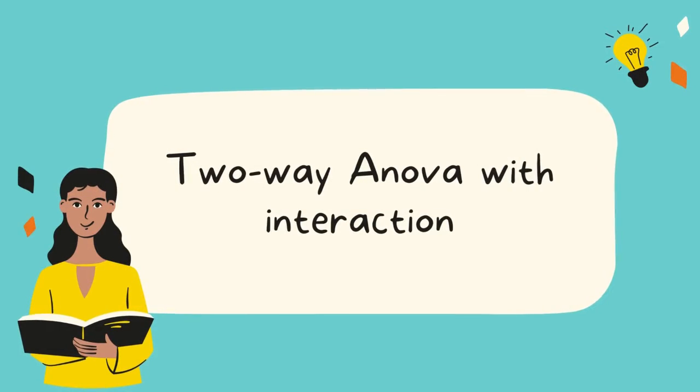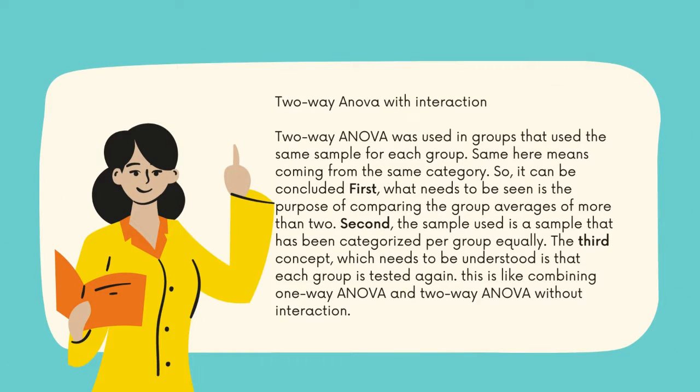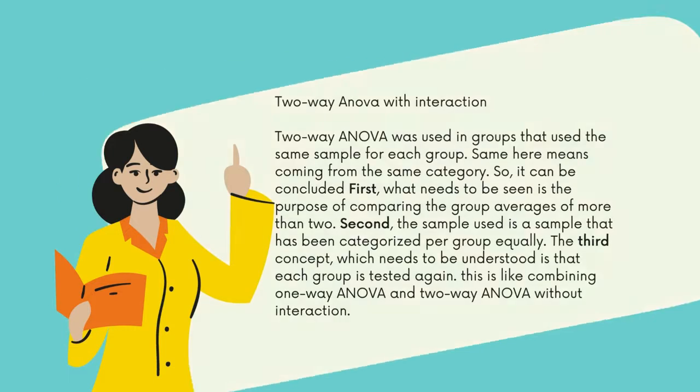And the next is two-way ANOVA with interaction. Two-way ANOVA with interaction means the samples come from the same category. So it can be concluded, first, what needs to be seen is the purpose of comparing the group averages of more than two. Second, the sample used is a sample that has been categorized per group equally. And the third, which needs to be understood, is that each group is tested again. This is like combining one-way ANOVA and two-way ANOVA without interaction.